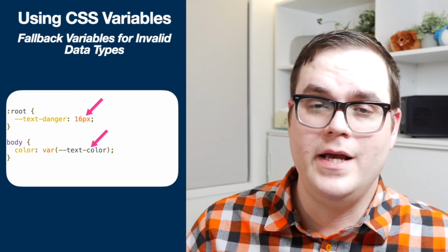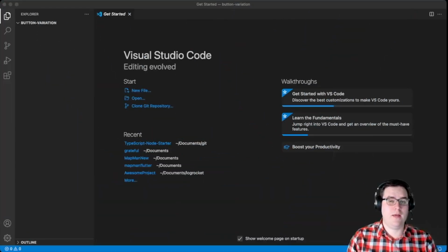Now we understand these basics, let's see how we can put this knowledge to work by building a simple project that uses CSS variables. So now what we'll do is we'll have a look at how we can implement our first example, which is building a variation on the theme of a button.